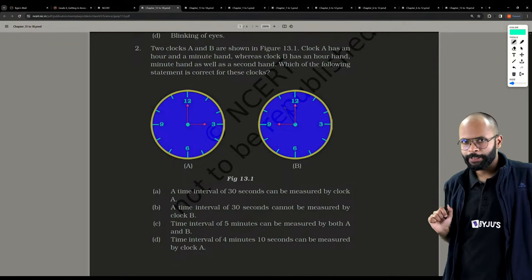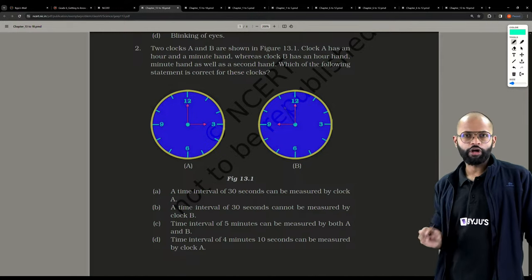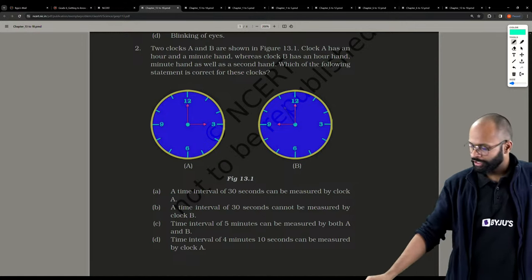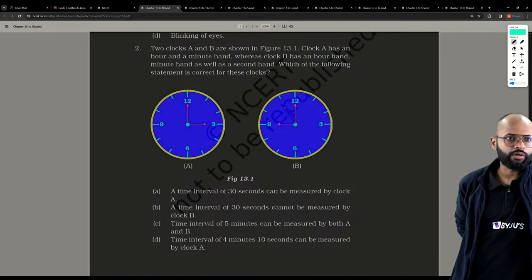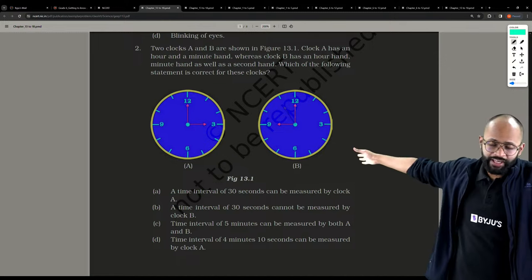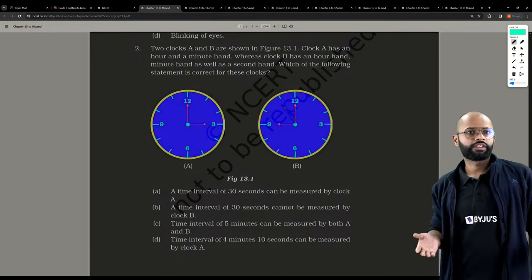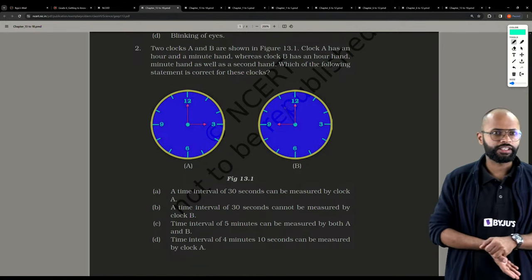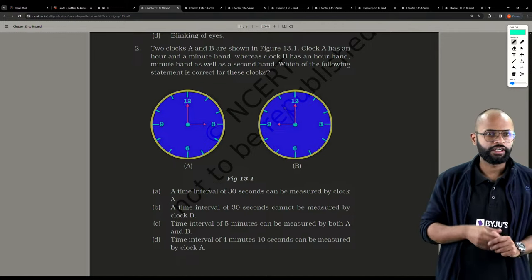What does the first statement say? A time interval of 30 seconds can be measured by clock A. You tell me first, is it true or false? Option A, true or false? Come on. Balaram, it's okay. Come on, people. Focus. It's a very good question. Option A is true or false? You tell me first. You're saying D? Yes. Purvi says yes. C, false. D, false.